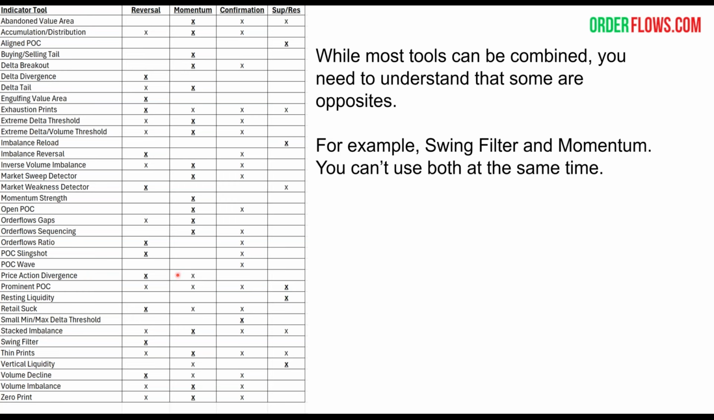Like if you're looking at something like the POC wave, really, what you want to use it for. Prominent point of control can be used in a lot of different things. The retail suck. Now, the primary use, I have the X here, so you can see how I predominantly use them in seeing them in the order flow. I would look for reversals.